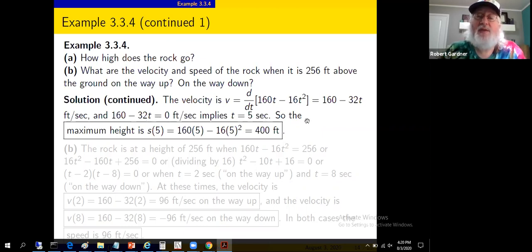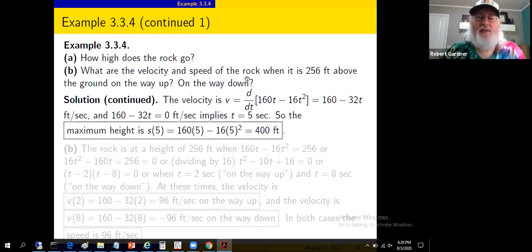So at 5 seconds, it reaches its maximum height. It went up. At 5 seconds, the velocity was 0, and then it starts to come back down. By the way, it was aloft 10 seconds. We'll do that here to answer the latter parts. How high was it then at 5 seconds? Well, we'll just take the height function, plug in 5. It's 160 times 5 minus 16 times 5 squared. Crunch the numbers, then you get 400. Units will be feet because it's height. So how high does the rock go? Maximum height's 400 feet when the velocity was 0.